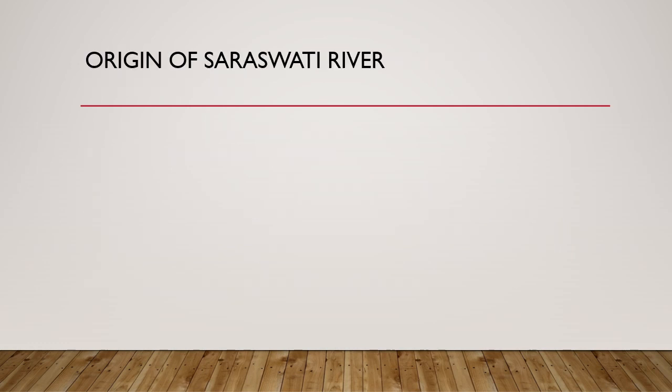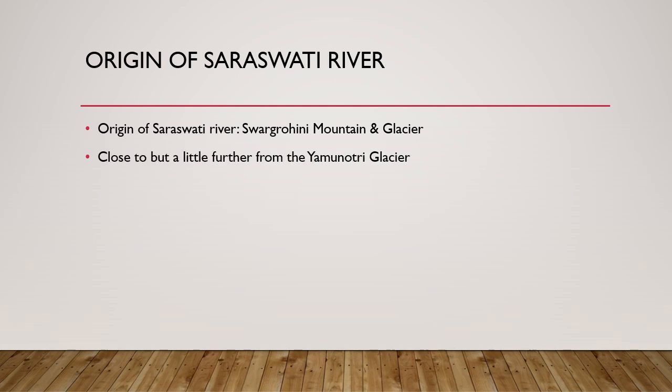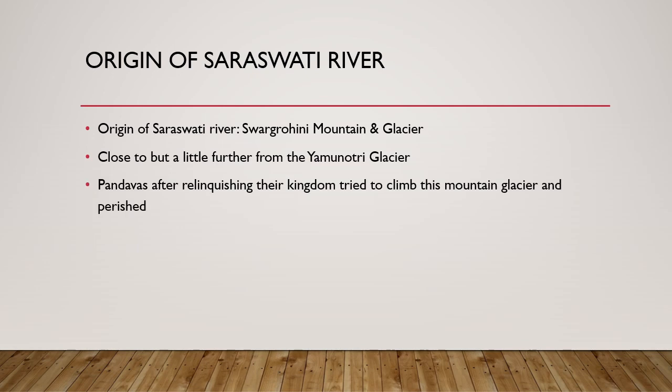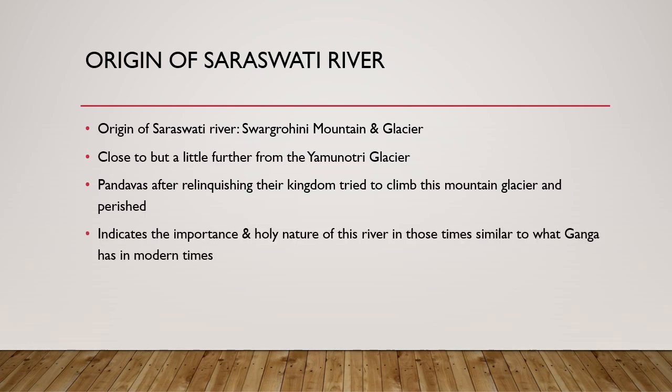Now, origin of Saraswati river, at least in the Vedic times. Saraswati river used to originate from the Swargrohini mountain and glacier. It's very close to the Yamunotri glacier, though a little further away from there. Interestingly, Pandavas, after relinquishing their kingdom, tried to climb this very mountain glacier of Swargrohini and perished in this process. This definitely indicates the importance and the holy nature of this river.